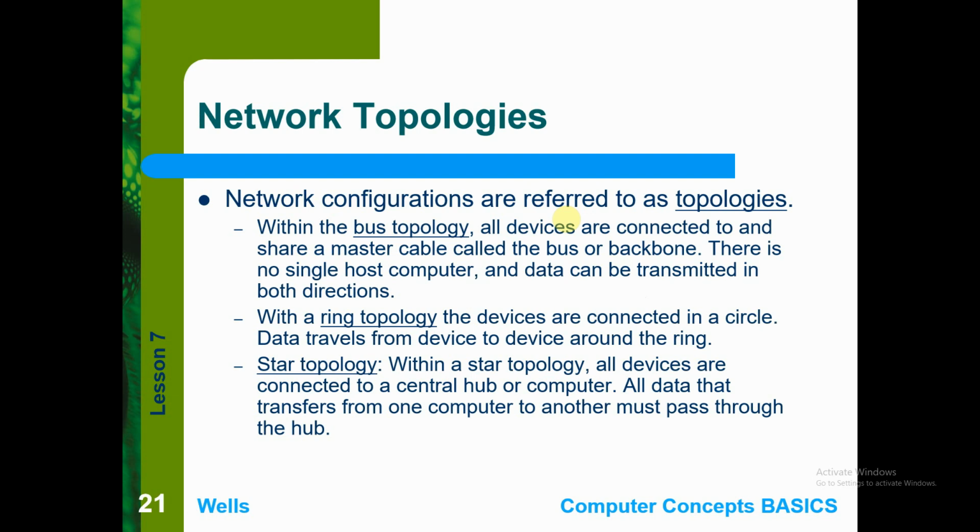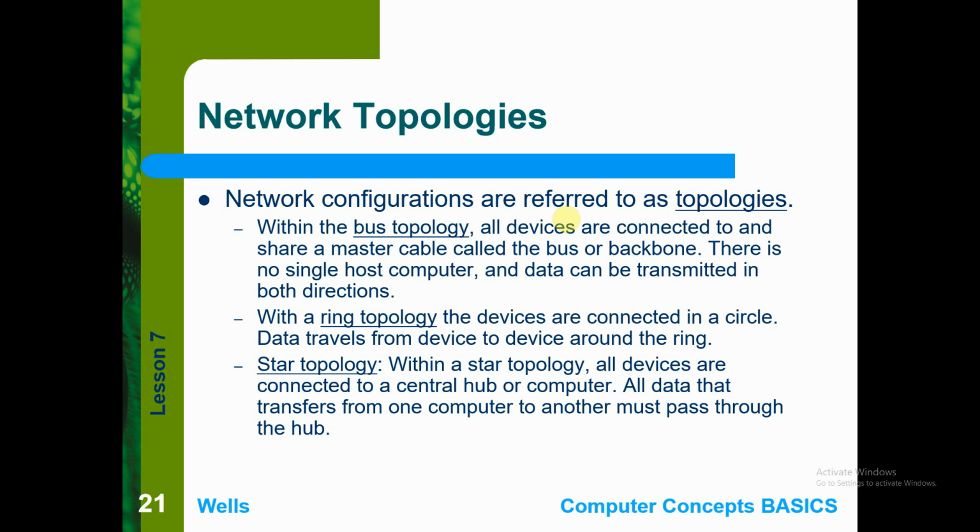Going through the network configuration, we need topologies to describe how these networks are set up. We start with the bus topology. A bus topology has a master cable, which they call the bus or the backbone. All devices are connected to this backbone, and there is no single host computer. The data transmission goes in both directions, back and forth.